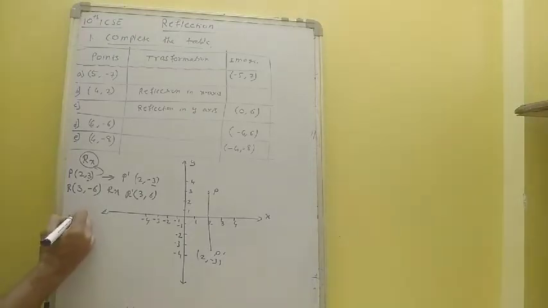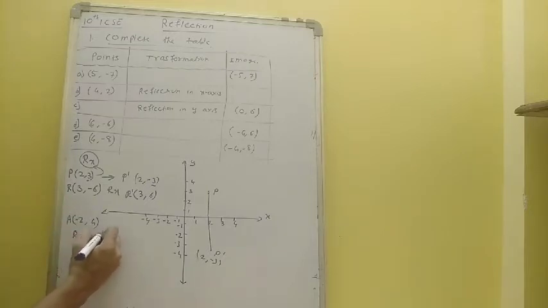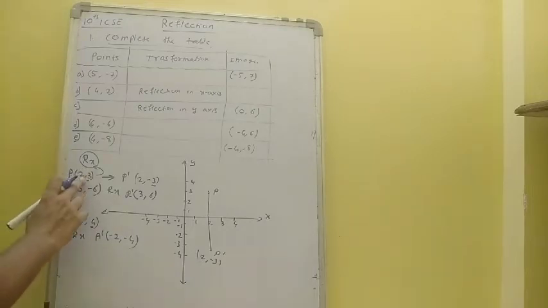Suppose I have a point A minus 2, 4, and if it is reflected in x-axis, y of its reflection will change. So it is minus 2 as it is, and 4 will become minus 4. Okay, so this is the method to reflect the coordinate in x-axis.